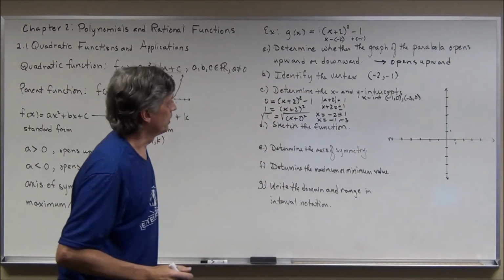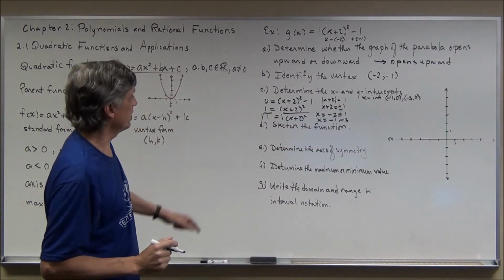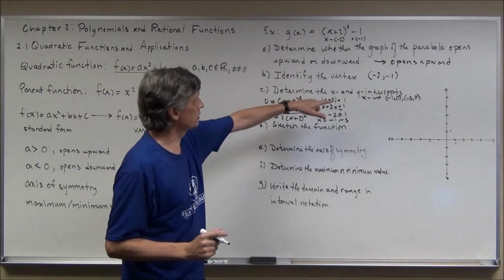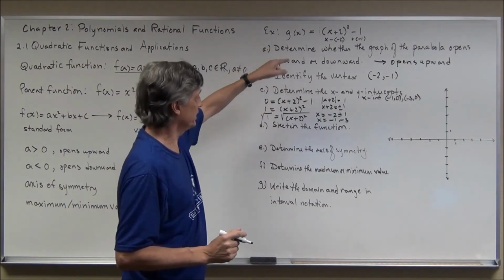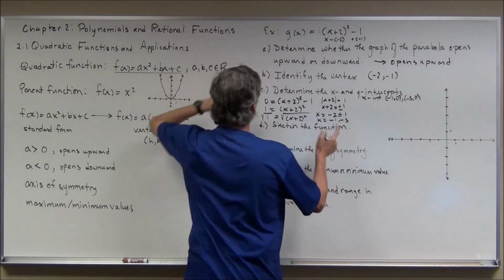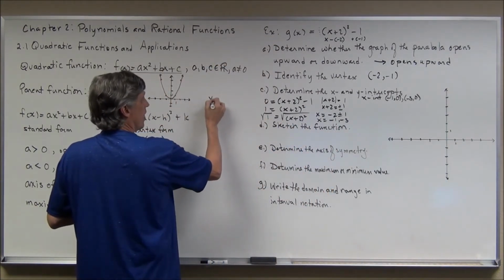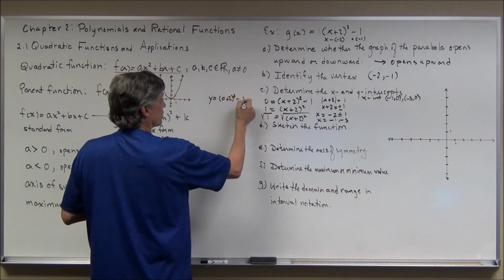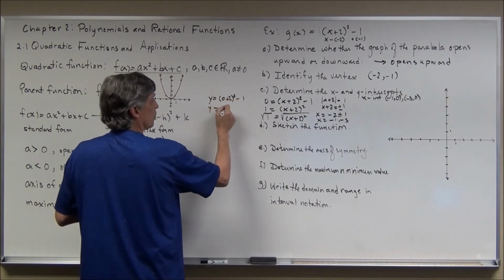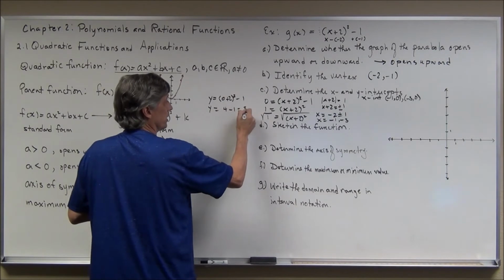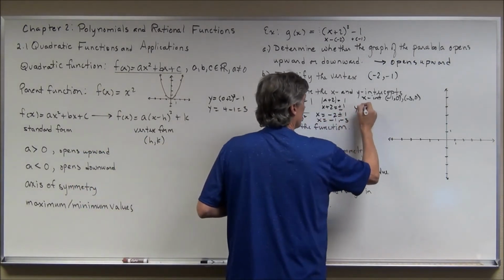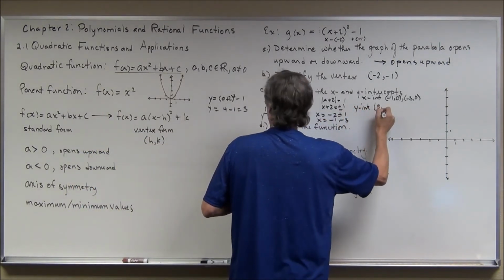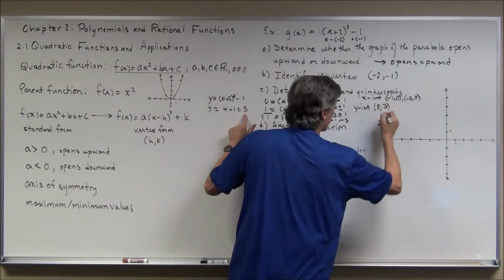Kind of going in my graph here just a little bit, sorry about that. Now to find the y-intercept, it's a little bit simpler. You make x equal to 0. That would give me y is equal to the quantity 0 plus 2, quantity squared, minus 1. So I have y equals 4 minus 1, which is 3. So my y-intercept will be 0, 3, right here.